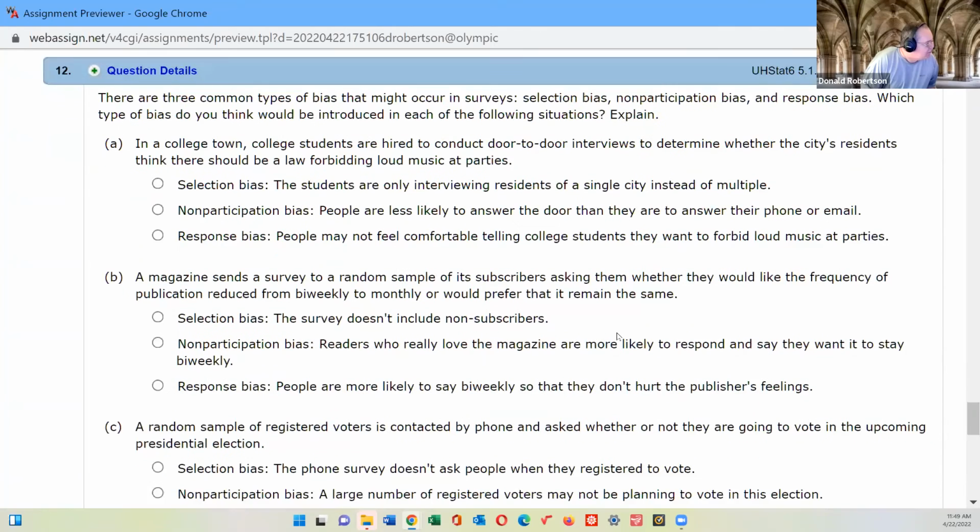The middle one. A magazine sends a survey to a random sample of people who are subscribers to their magazine, and they ask them whether they would like the frequency of the publication to be reduced from twice a month, bi-weekly, to monthly. Right. So do you want it to be once a month now, or do you want twice a month?